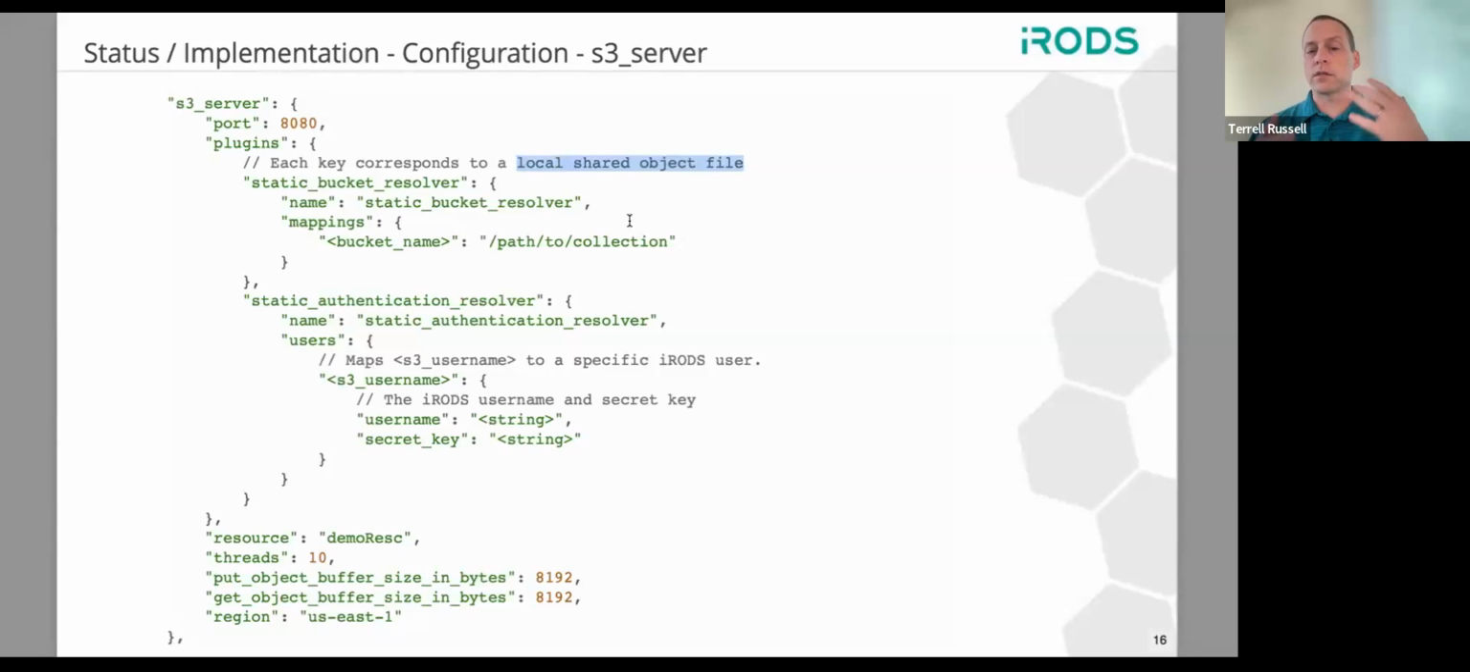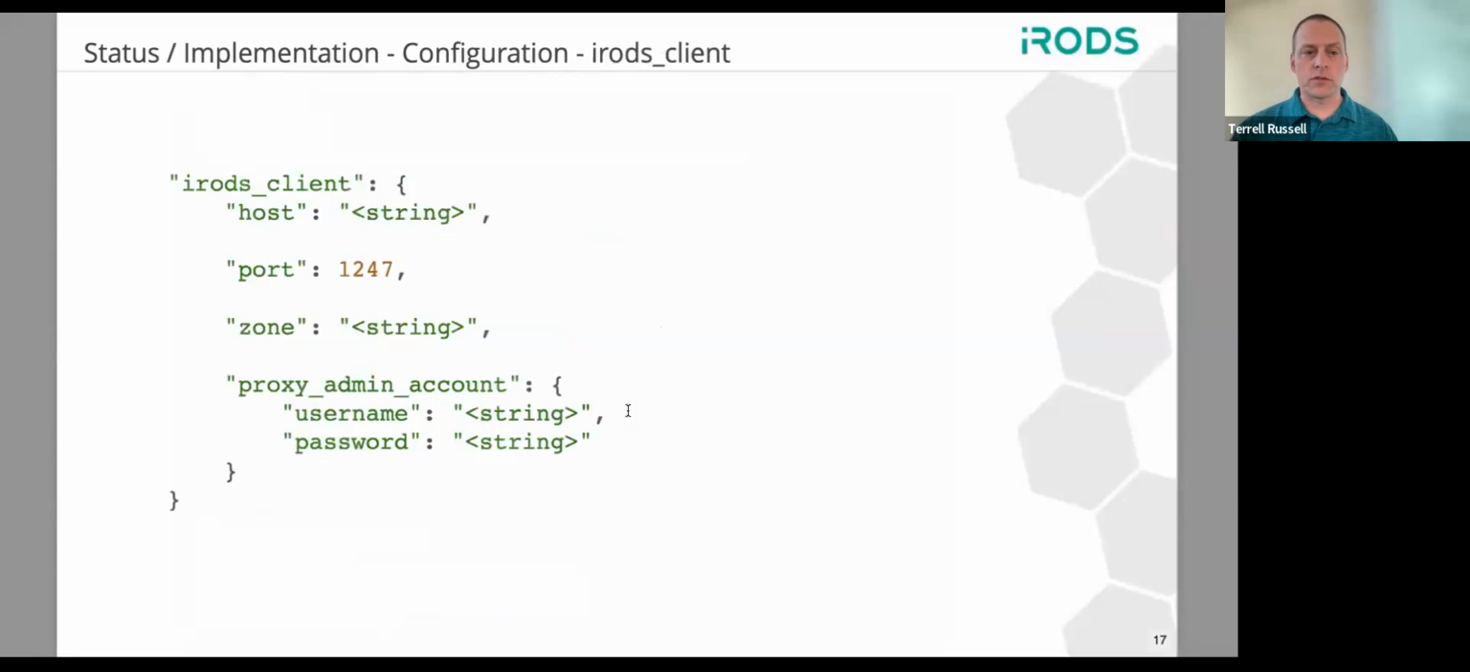And this is a pluggable model where we can design and develop other mapping schemes, both for buckets and for users, and swap them out later as we come up with good ideas from the community and kind of solidify them. We can talk about buffer sizes and number of threads and things like that. So that's the extent of the S3 server side of things.